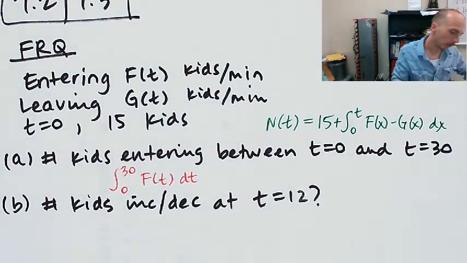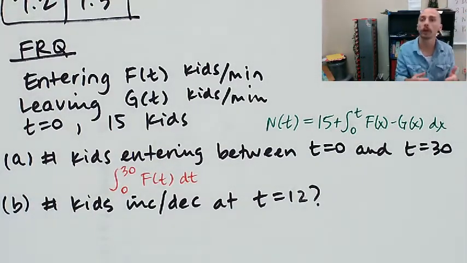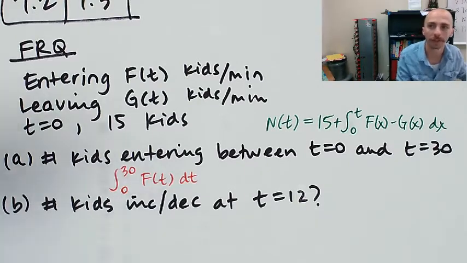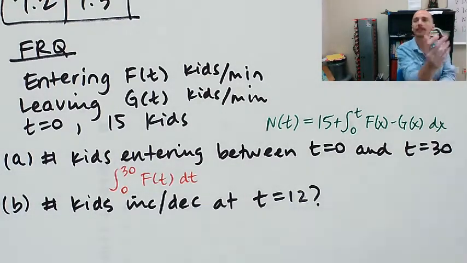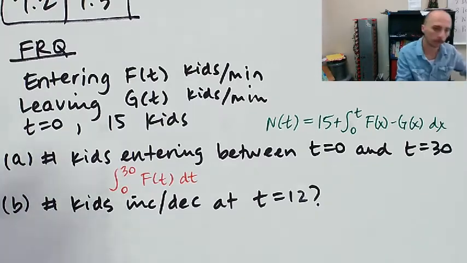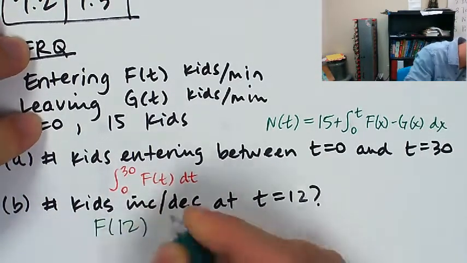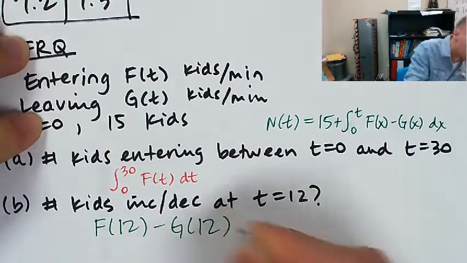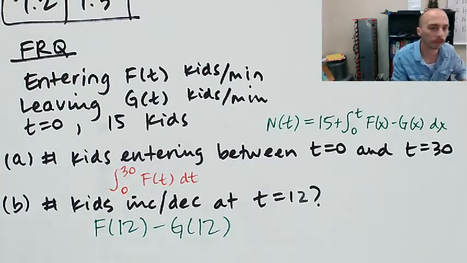All right, so if I want to know if the number of kids is increasing or decreasing, I could take the derivative of this function, or I could just take f of t minus g of t to think about the net rate, or I could compare f of t and g of t and see which one was bigger and let that one tell me. Okay, so I'm going to consider f of 12 minus g of 12, and if that's a positive number, then the number of kids is increasing, and if it's a negative number, then the number of kids is decreasing.